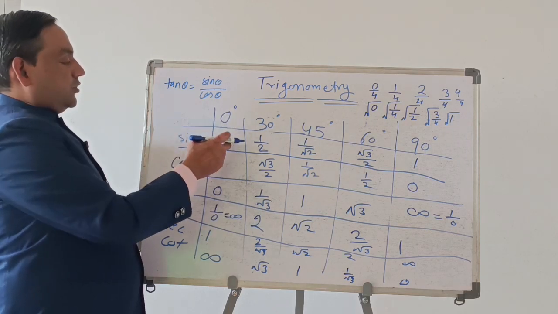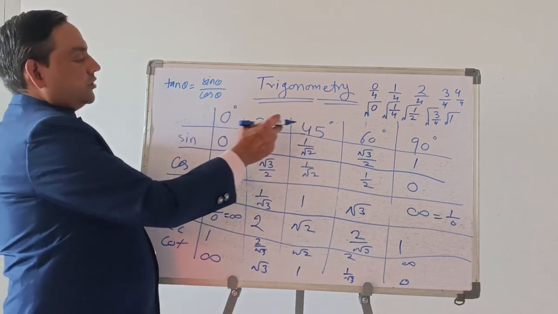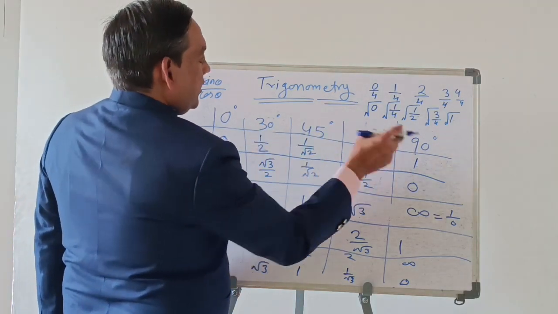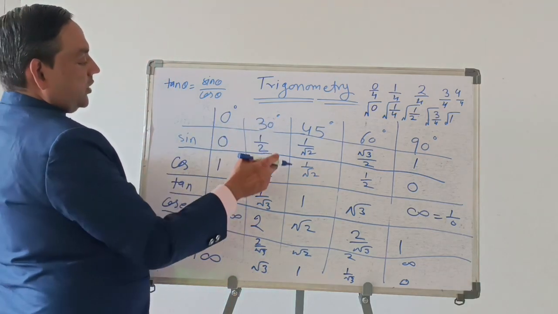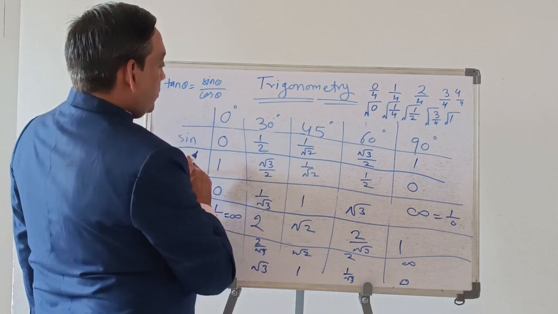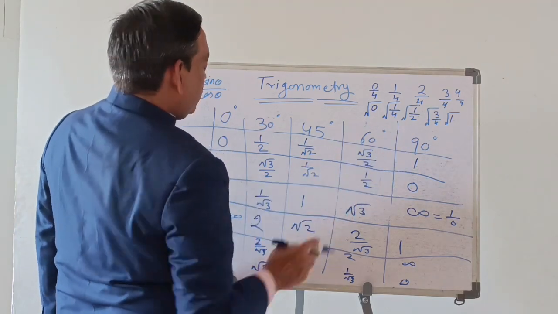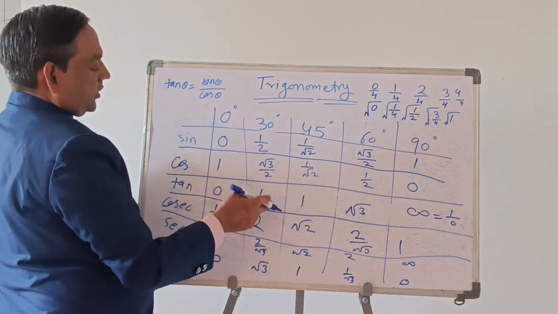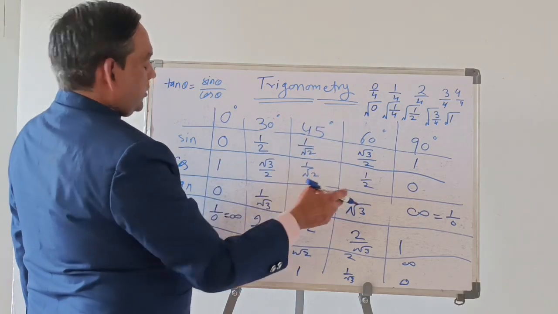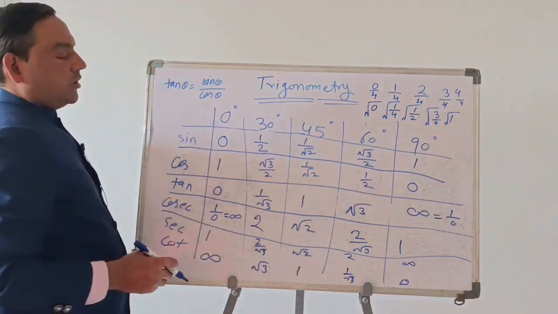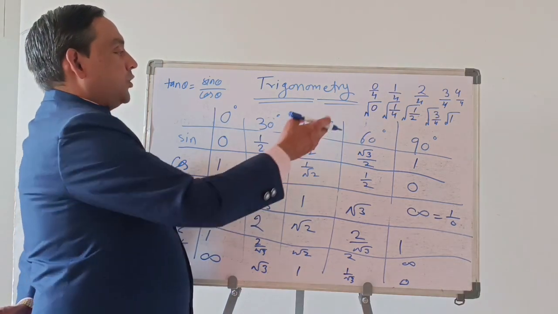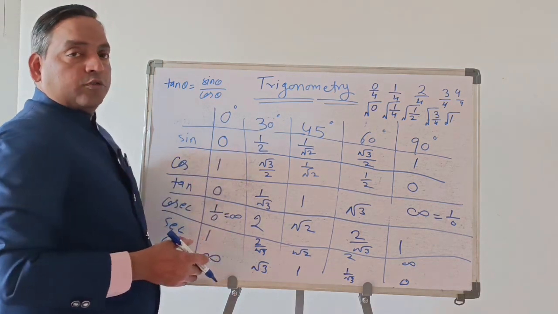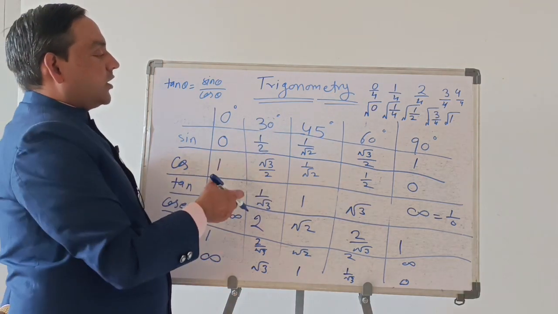So sin 0 value is 0, sin 30 is 1 upon 2, sin 45 is 1 upon root 2, sin 60 is root 3 upon 2, sin 90 is 1, cos 0 is 1, cos 30 is root 3 upon 2, cos 45 is 1 upon root 2, cos 60 is 1 upon 2, and cos 90 is 0. Same way tan value is sin upon cos, so tan 0 is 0, tan 30 is 1 upon root 3, tan 45 is 1, tan 60 is root 3, and tan 90 is infinity because it is 1 upon 0. You can write it on paper, or if you practice 4 to 5 times in the notebook, you can easily get all the values.